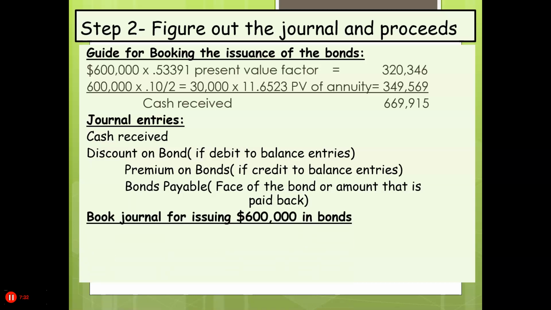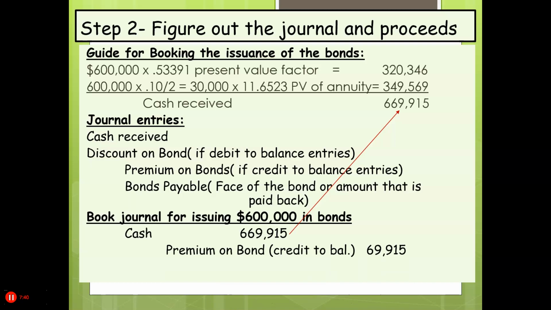Now we're going to do the journal entry. So the cash we know is the $669,915. And we know that the bonds payable is $600,000, so the difference we have to credit, so that means we have a premium on bond. And it's always a premium when the stated rate is higher than the market rate.